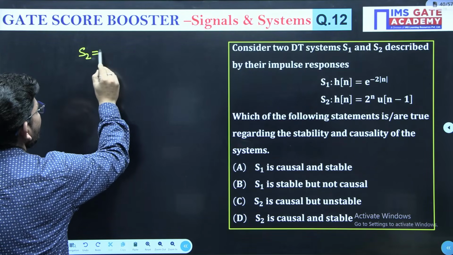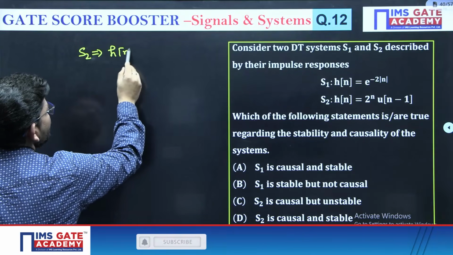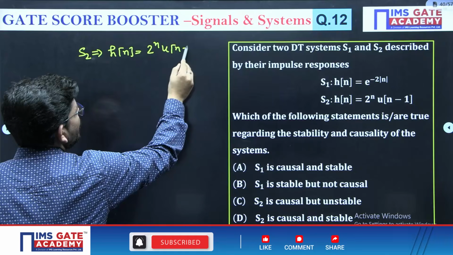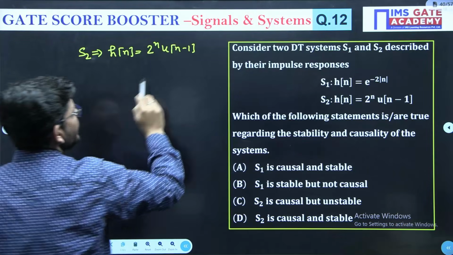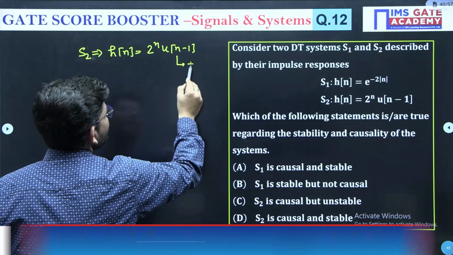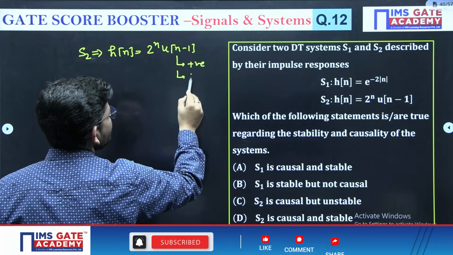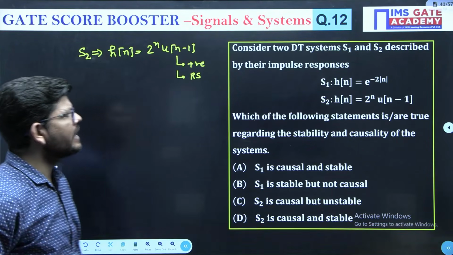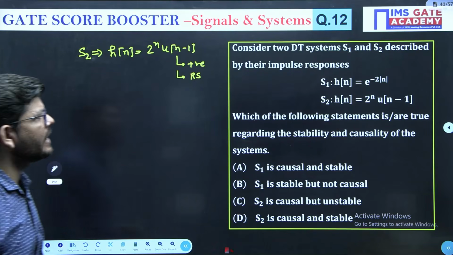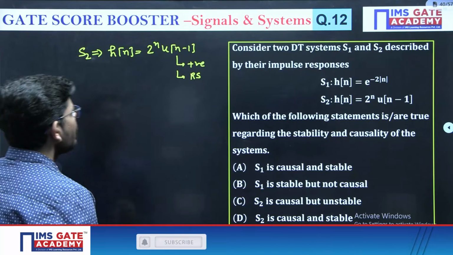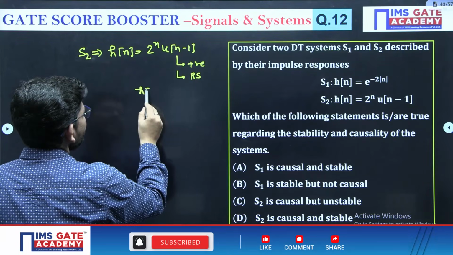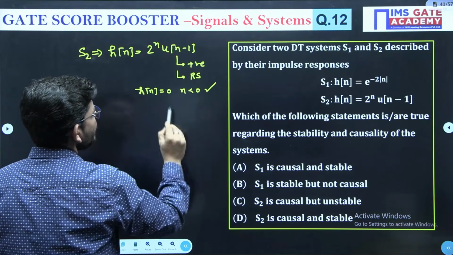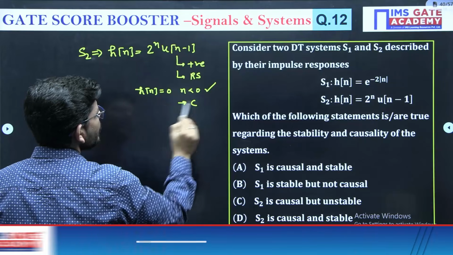S2 has impulse response h of n equals 2 to the power n u of n minus 1. Exactly the same way as we have done right now, n is positive here, which means the system is right sided. If the system is right sided and it is an LTI system, we can see that h of n is clearly 0 for n less than 0. This condition holds good, so this system is causal.